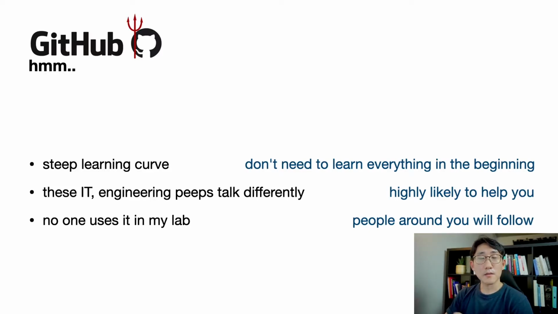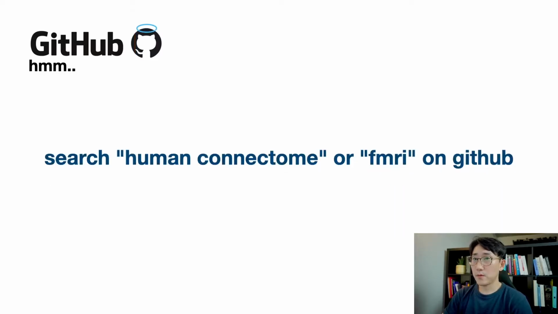And think about it, those IT and engineering people have shared their code freely available on the internet. So it is highly likely that they will help you, and they will at least try to help you. And if you start using it and then people see value in it, other people will definitely follow using it up. So these are a few examples that, I think, may draw the attention of a few people.